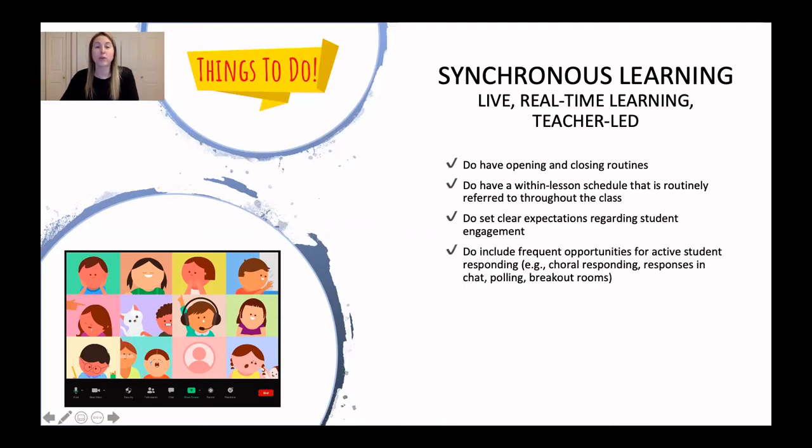We also want to include frequent opportunities for active student responding. And active student responding, in a nutshell, is when we have as many students as possible responding as often as possible. And so the opposite of this would be calling on one student at a time. And ways that you can do this is something that we call choral responding or cued responding, where the teacher asks a question and the whole class is expected to respond together.